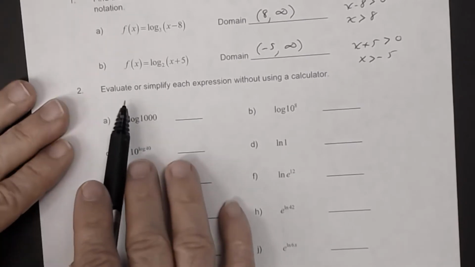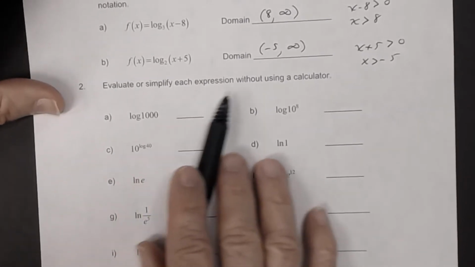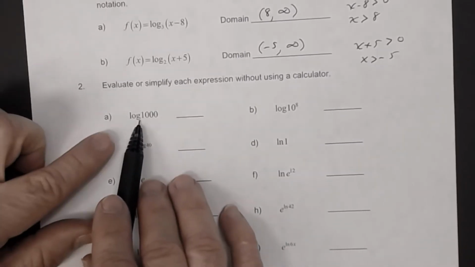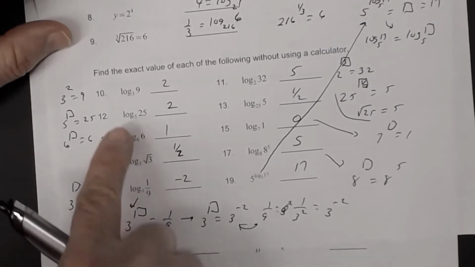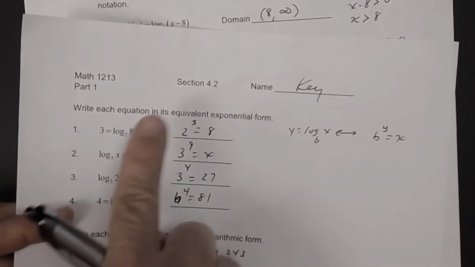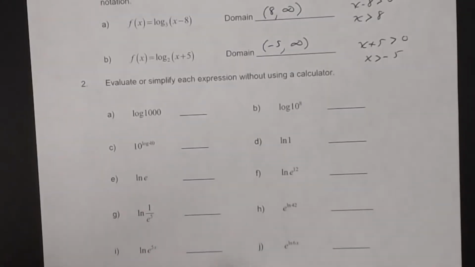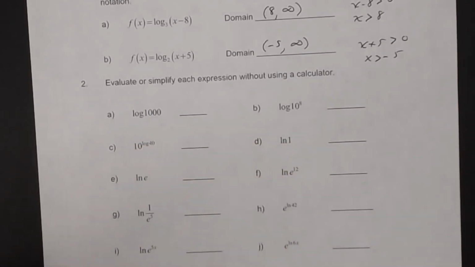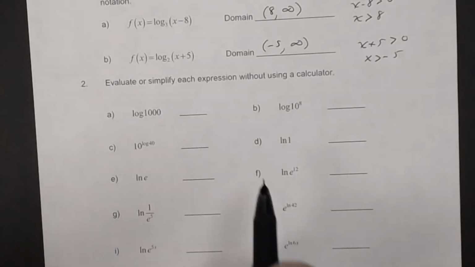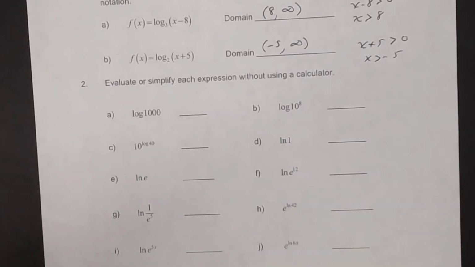So my domain is negative 5 to infinity. Okay? All right, now number 2, you want to evaluate each expression without using a calculator. So that goes back to another worksheet that we did earlier, section 4.2, part 1. Except here, though, you're dealing with common logarithms and natural logarithms as well. Okay, so that's where we started talking about common logarithms.